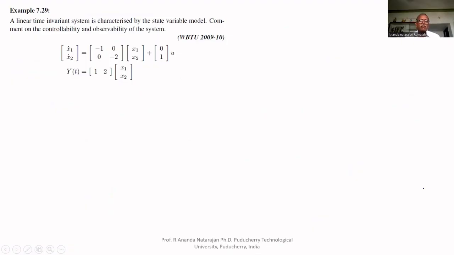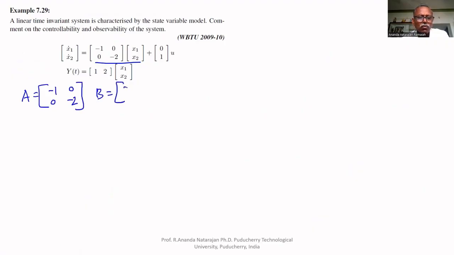A linear time invariant system is characterized by the state variable model. Comment on the controllability and the observability of the system. Here, A matrix is minus 1, 0, 0, minus 2. B matrix equals 0, 1. C matrix equals 1, 2.